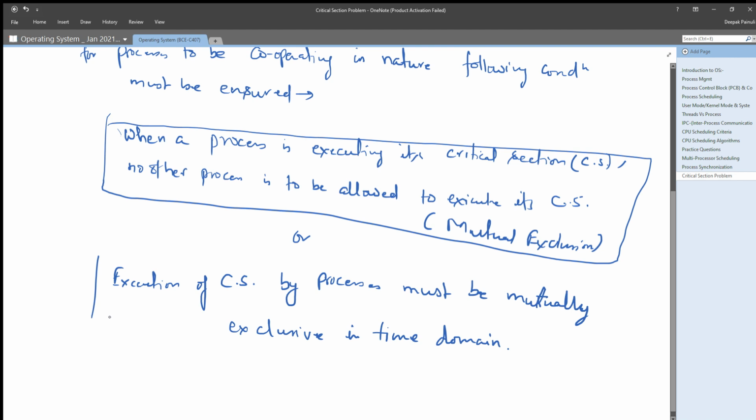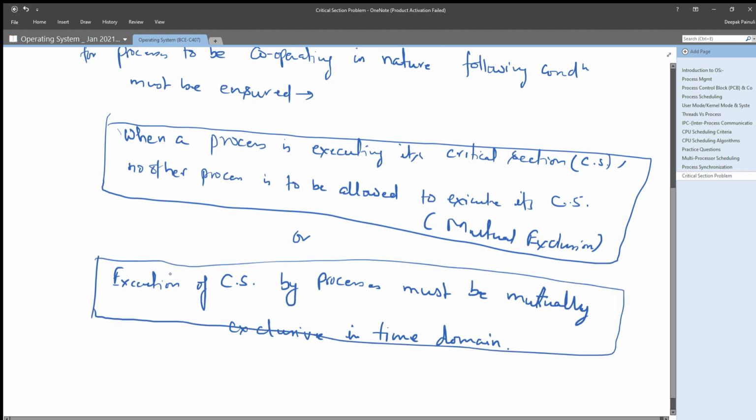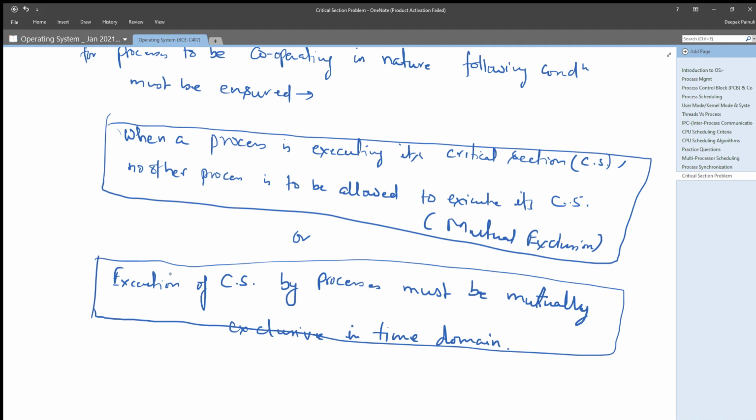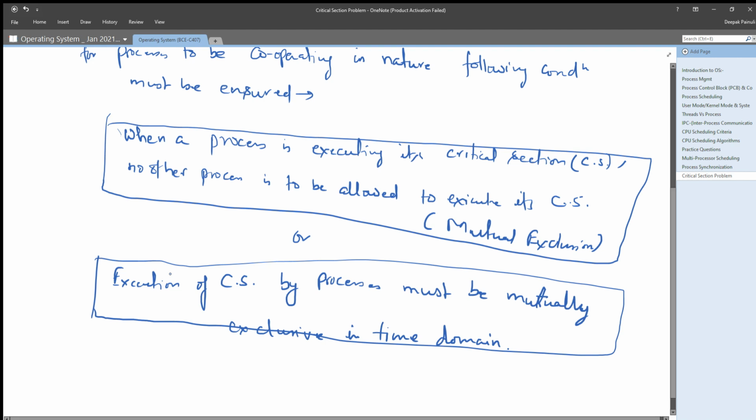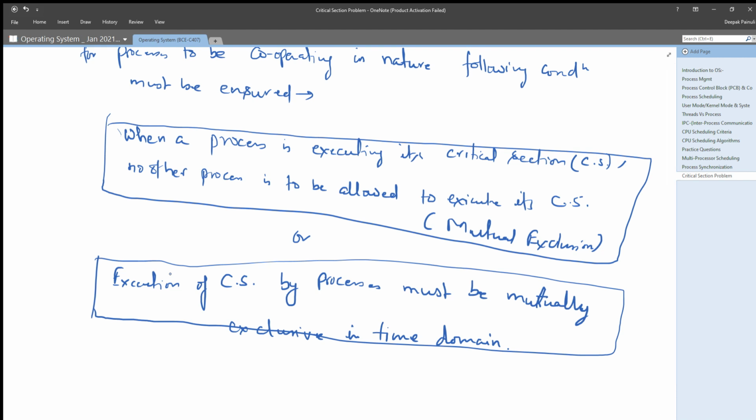The upper line and this line mean the same. Execution of the critical section by the processes must be mutually exclusive. That means at no moment of time should there be any overlap between the execution of critical sections by two processes, right? That means more than one process is not allowed to execute its critical section.